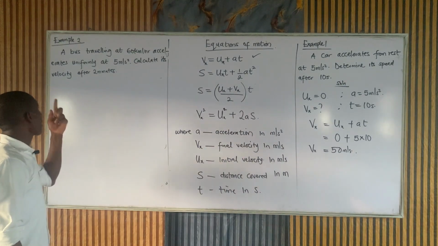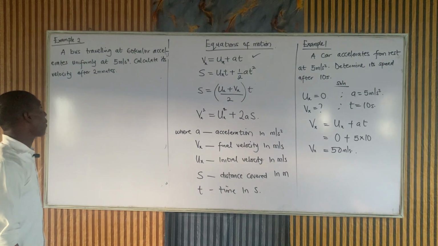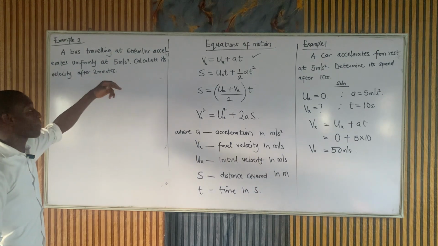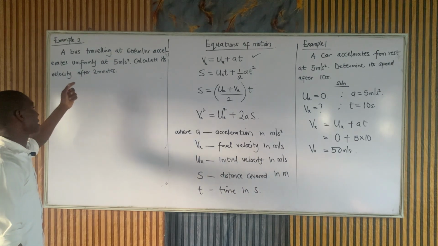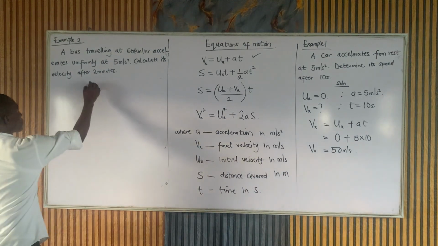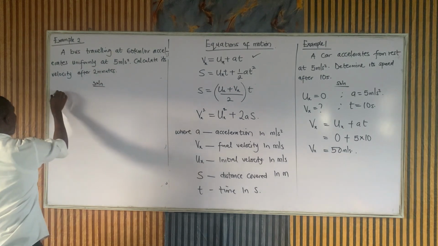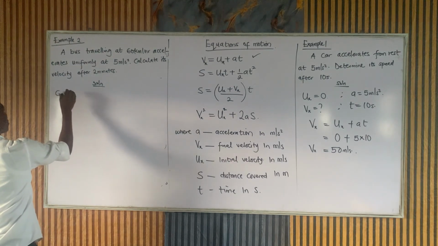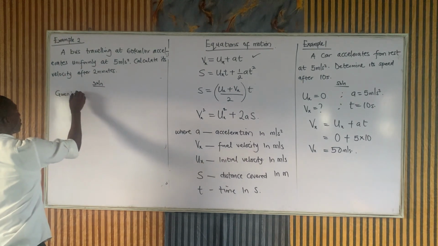Example 2. A bus traveling at 60 km per hour accelerates uniformly at 5 meters per second squared. Calculate its velocity after 2 minutes. So, solution. Let's bring out what we are given. We have a bus traveling at 60 km per hour. That's the first speed.